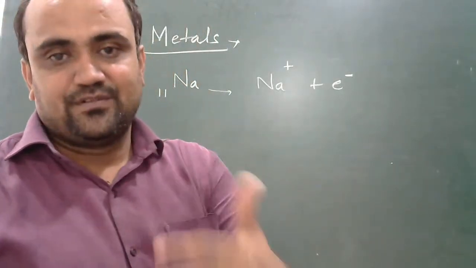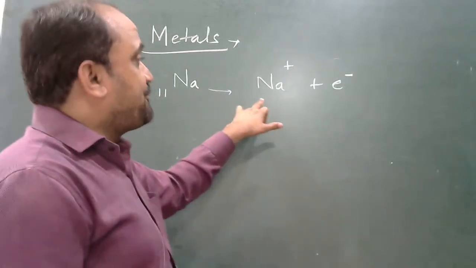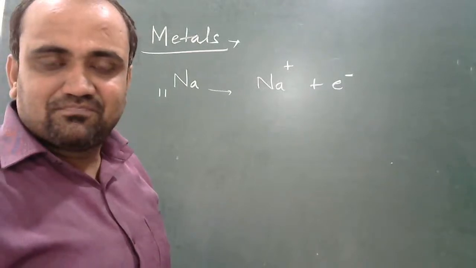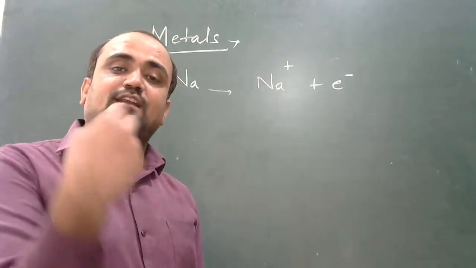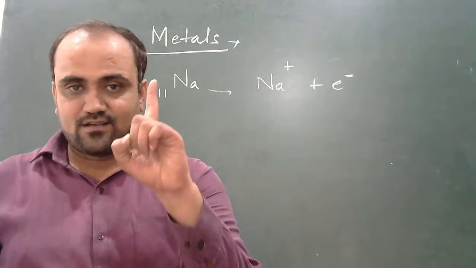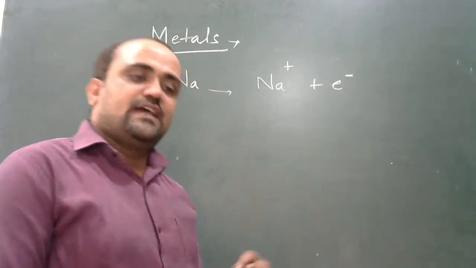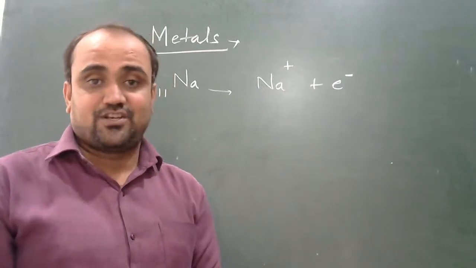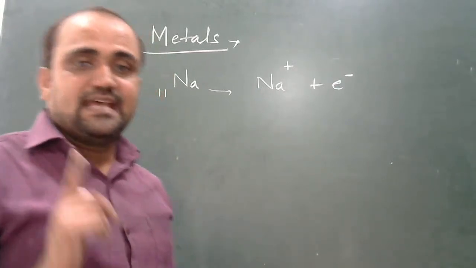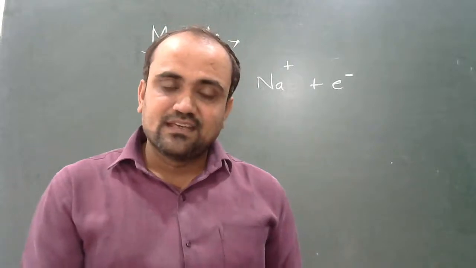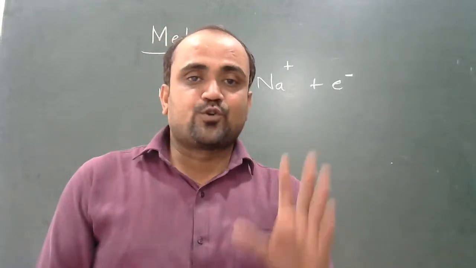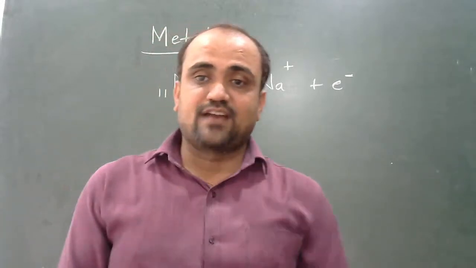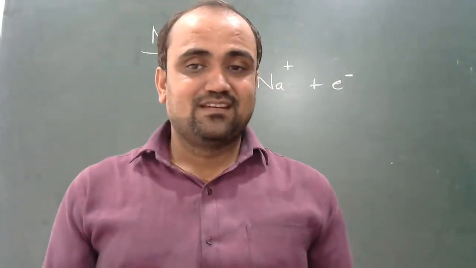Redox reaction, there is a lesson in 11th. The process in which electrons are lost is called oxidation. And the process in which electrons are gained is called reduction. The process in which electrons are lost is oxidation, and the process in which electrons are gained is reduction. That is what we are studying in redox reaction.